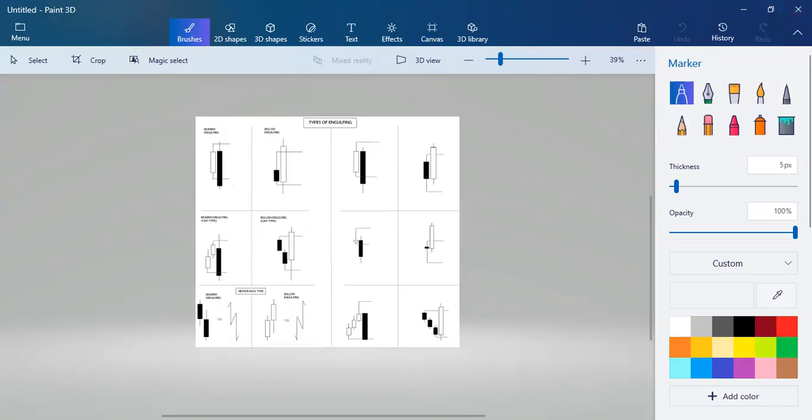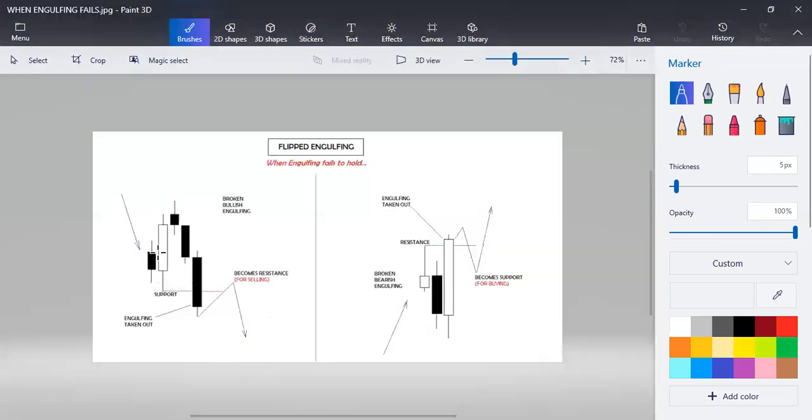In the situation when this fails, what happens? This is what you may get. If you get something like this, this is an engulfing, right? This was the previous bullish engulfing. We have this as the previous bullish engulfing that creates a support level. It creates a support level here, right?